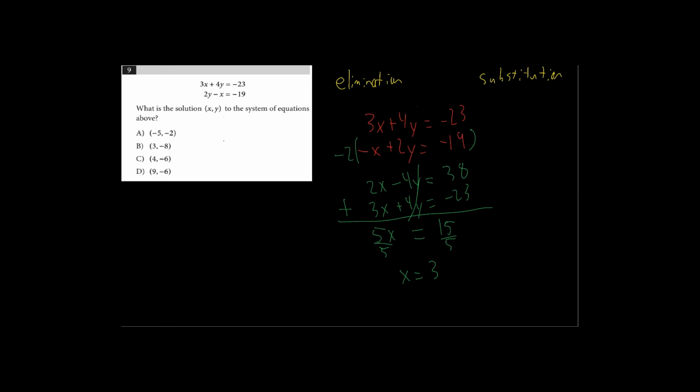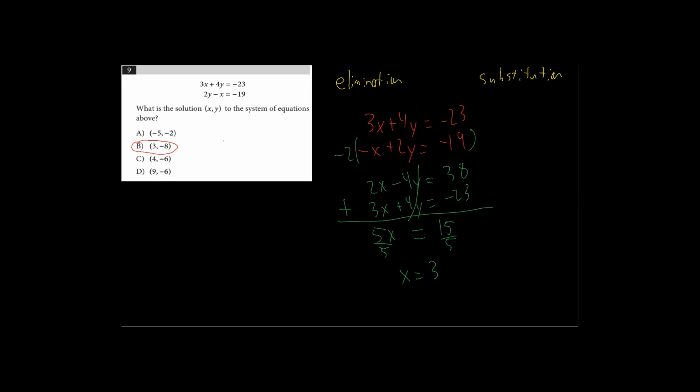But I'm not really done because they want me to find y. But if you actually look at the answer choices, no other answer choice contains x equals 3. So right away, I already know the answer is going to be B. So let's say there were two answer choices with x equal to 3, and I had to solve for y.